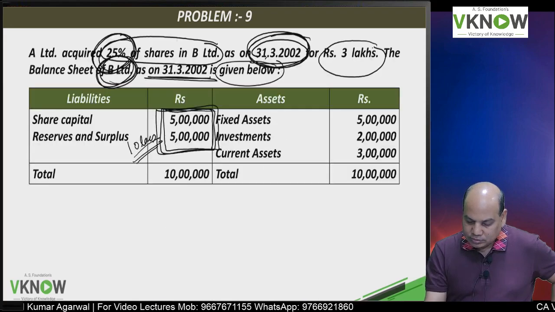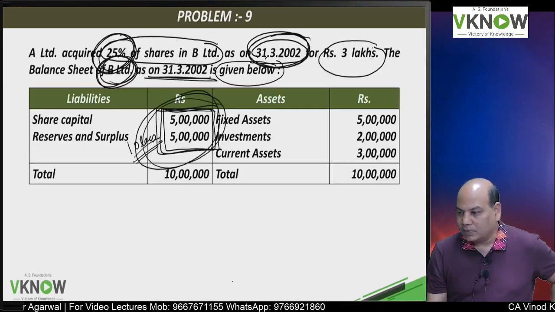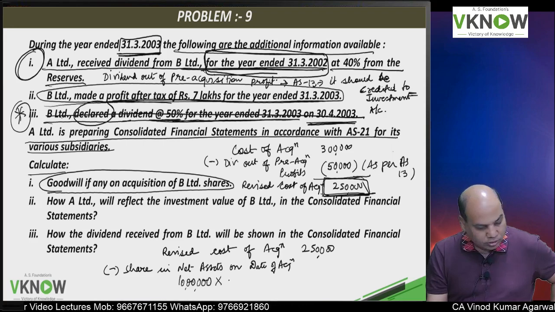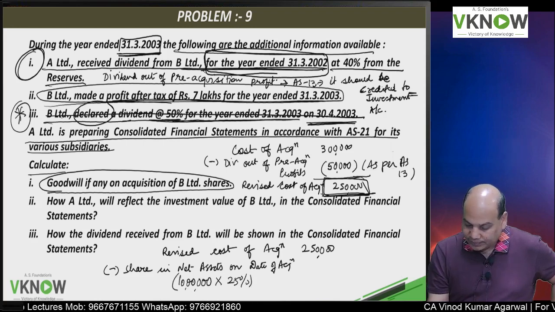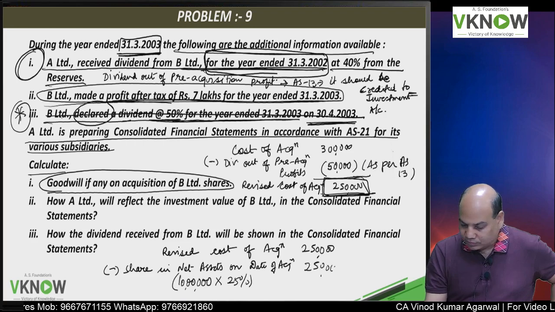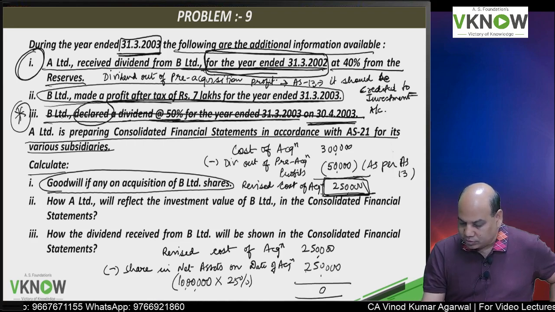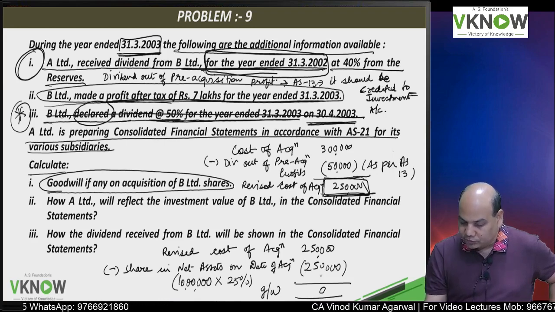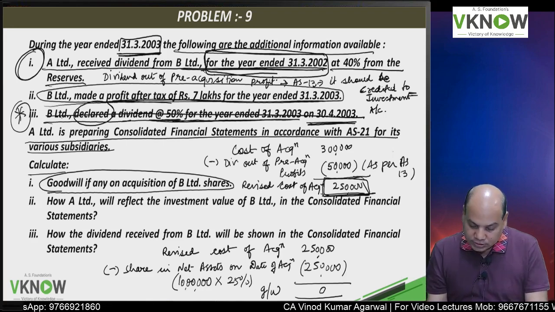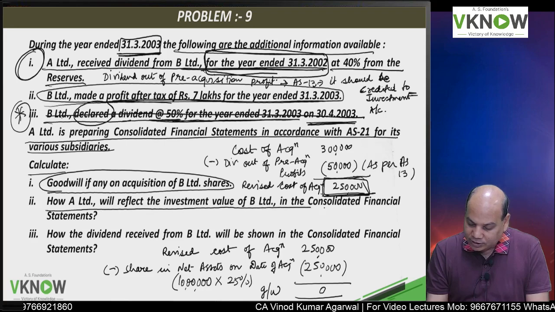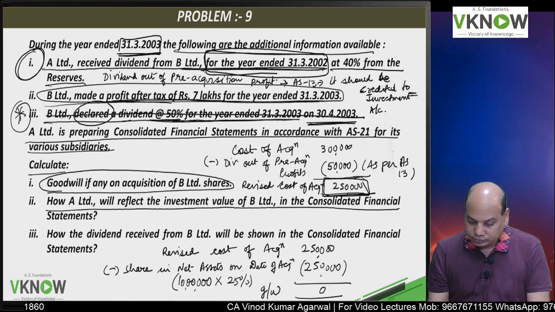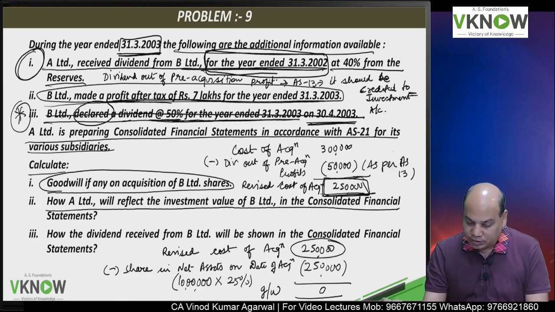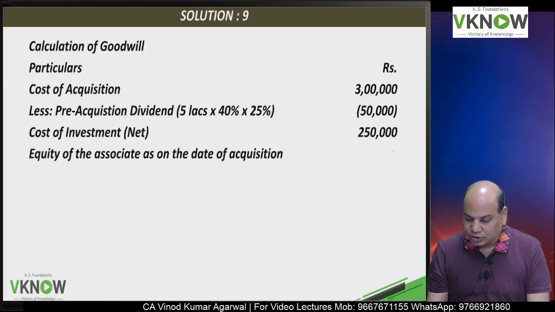So I'll go back. On the date of acquisition, share capital plus reserve is 10 lakh into 25%. This is 2,50,000. So the answer is 0 because there is no difference. Difference is 0. So in this question, goodwill is 0. First answer, goodwill is 0. Second answer, how will A Limited reflect the investment in the CFS? So my cost of acquisition is 2,50,000 after adjusting pre-acquisition dividend, and I will add share in profit.